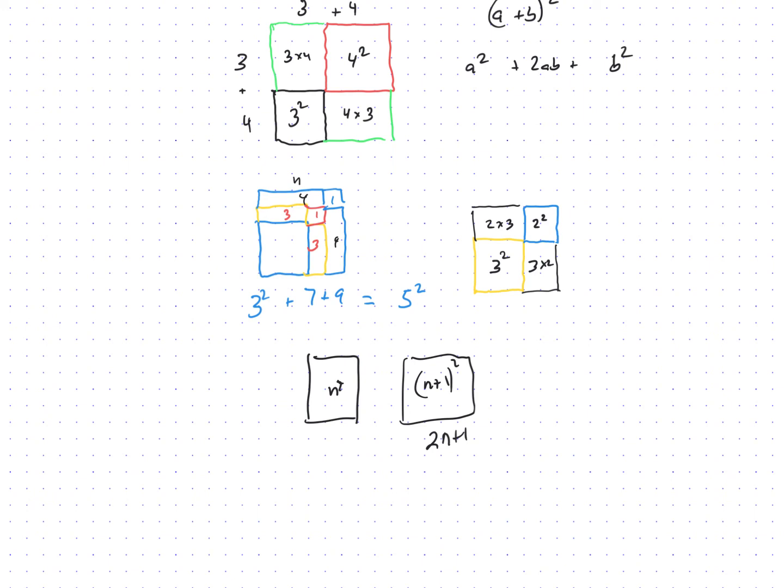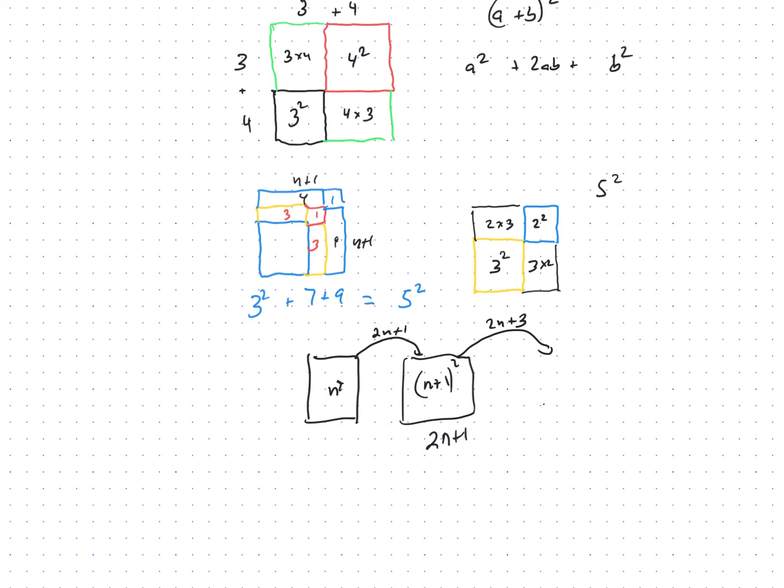So this was n plus 1, n plus 1. So we ended up adding 2n plus 3. Okay, so that's that progression of the squares, right? So 2n plus 1. The next one is 2n plus 3.